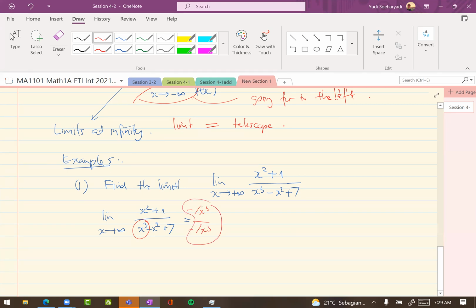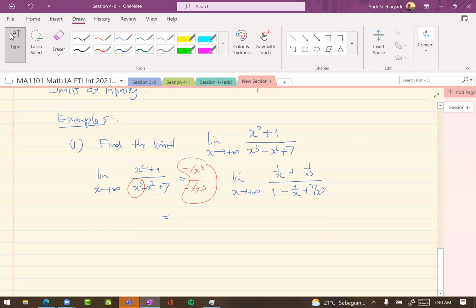Okay, so this notation here, what I mean is that you get 1 over x, you see? 1 over x cubed. And you have 1 over x plus 7 over x cubed. Okay, so take the limit. But now we can use the properties of limits, okay? Because each of these has a limit. I mean the limit exists. So what we can do is compute the limit of each one.